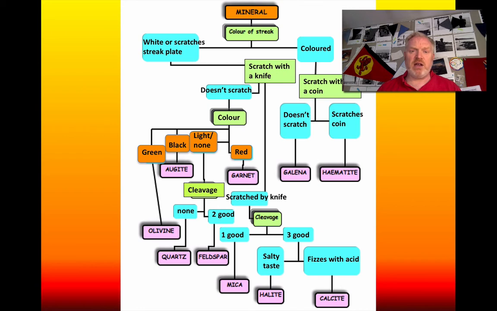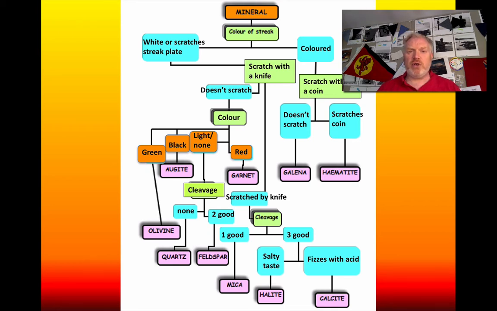The white streak minerals then, or mostly the ones that scratch the streak plate, that are harder than a knife, so these are garnet, augite, olivine, quartz and feldspar. One of the key ways we tell these apart is by colour. Some of the darker colour minerals here have a distinctive colour. Garnet is a really dark reddy brown. Augite is distinctively black. Olivine has got a distinctive bottle green colour.